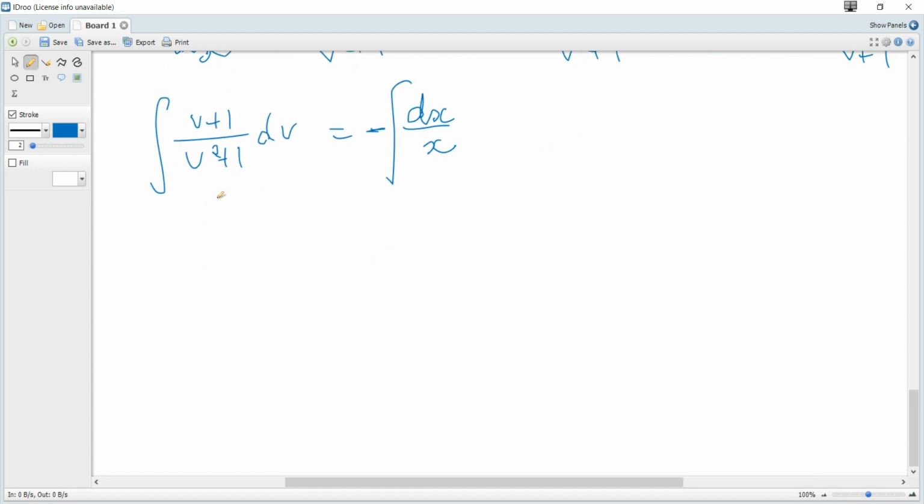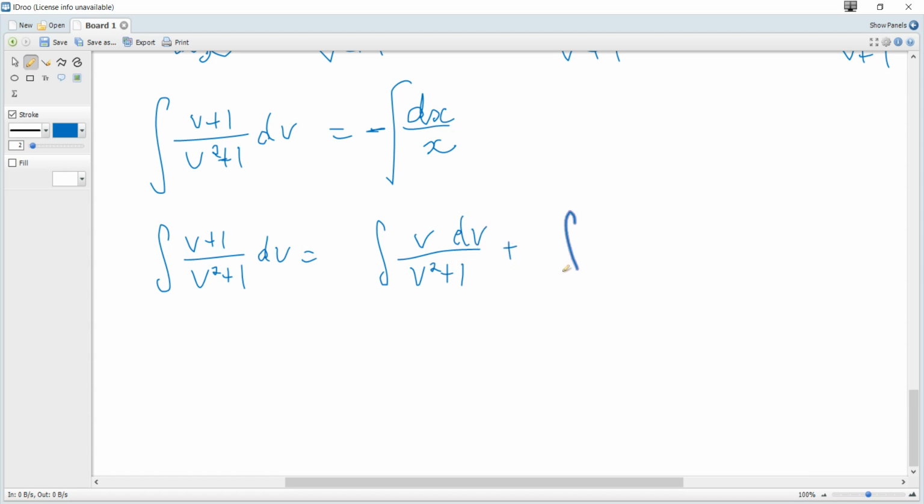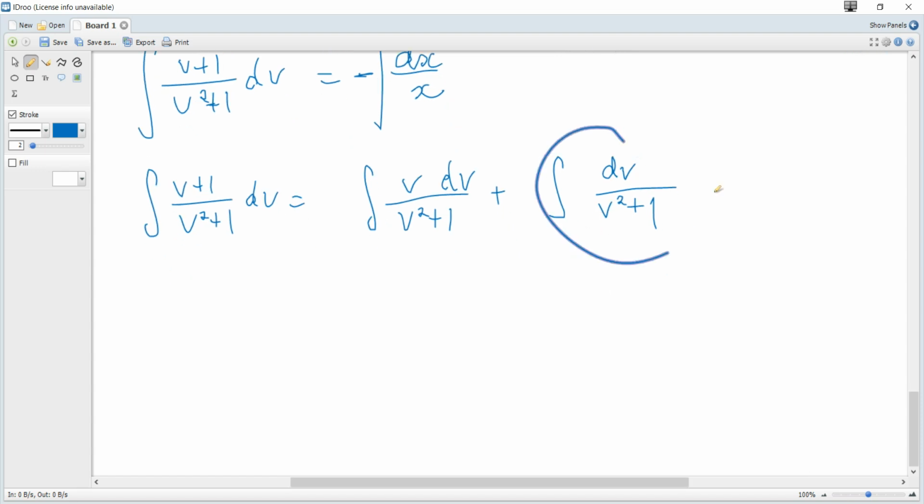So on the right hand side we can see it's ln, it's just directly from the data booklet, and how to integrate the left hand side? If you try to use substitution u here and take u as v squared plus 1, you will see that this plus 1 doesn't disappear, but we can split it into two integrals. So integral v plus 1 over v squared plus 1 dv is integral v over v squared plus 1 dv plus integral dv over v squared plus 1, and it's directly arctangent.